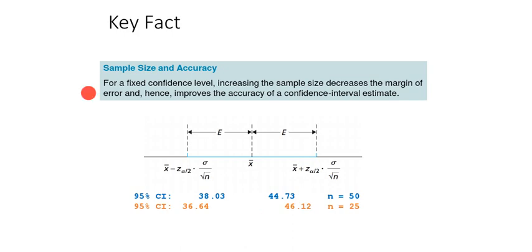So for a fixed confidence level, if we increase the sample size, we decrease the margin of error and improve the accuracy, right? So increasing the sample size increases the accuracy, whereas decreasing the sample size decreases the accuracy. All right, well, that's good to know because we can use that fact if we are answering some of these questions on WebAssign. Okay, more to come.